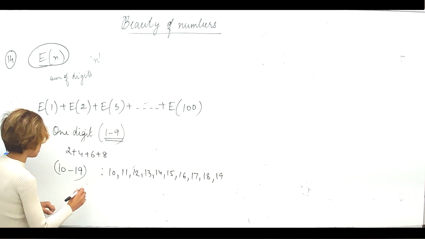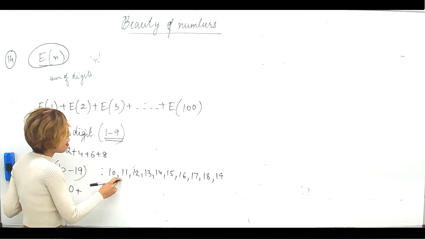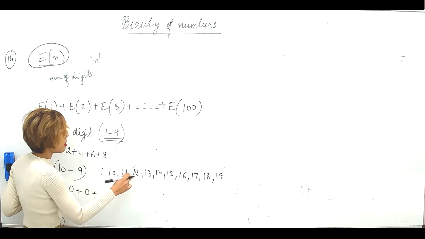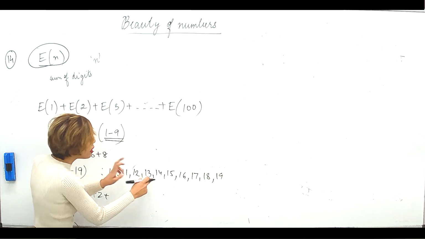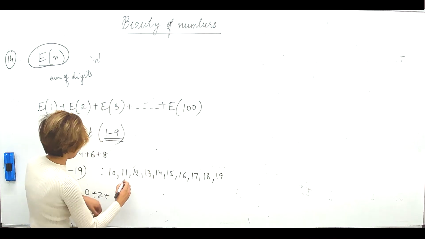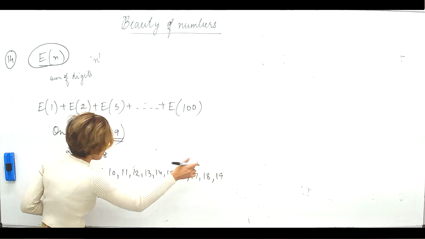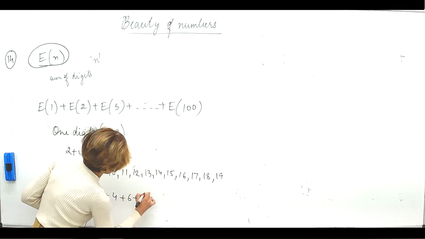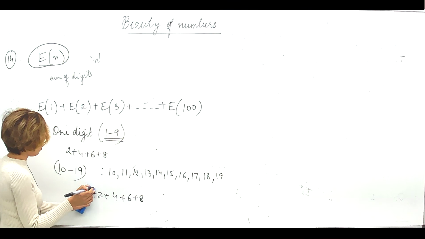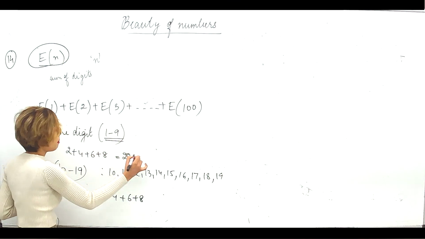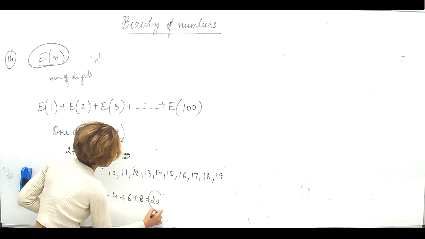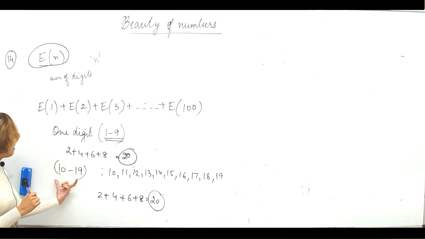Now 0, yes, so I will get 0 as the answer. Plus, from here I will not get anything, so 0 again. Plus, from here I get 2. So I will not get anything because both the numbers are odd. I'll get from 4, then 6, then 8. Right? So basically what I got from here, I'm getting it again. So this is 20. So from here also I'm getting 20. Right? Now 10 to 19 is done.